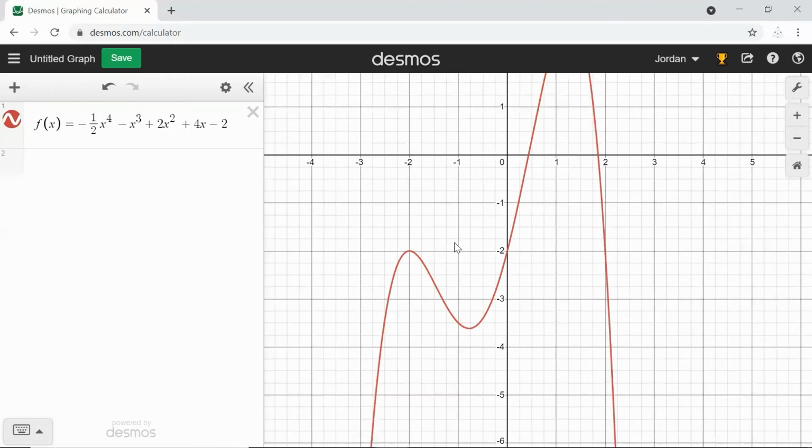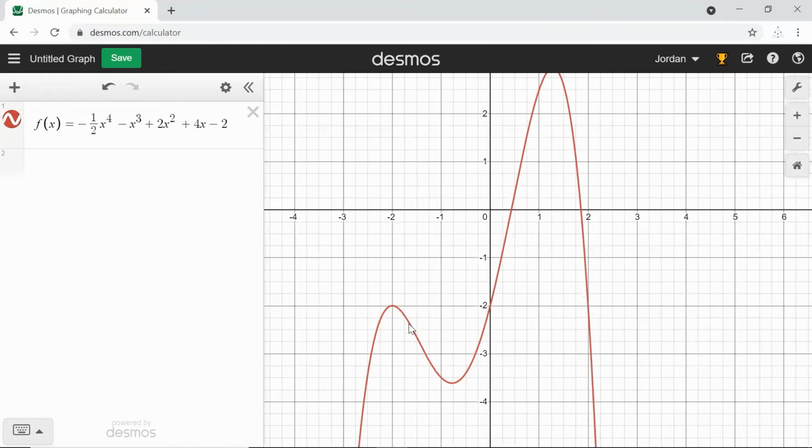In terms of relative minimums, we only have one point that's at the bottom of a valley. That point is -0.781, -3.614. Again, bottom of the valley. Notice there's no other points that are sort of at the bottom of the valley.